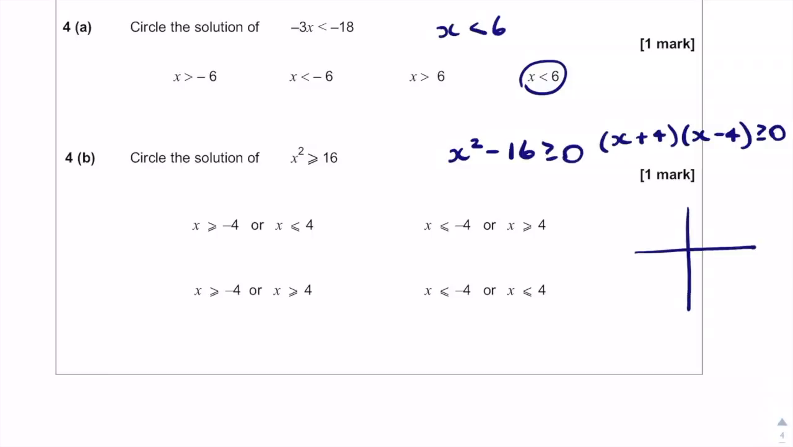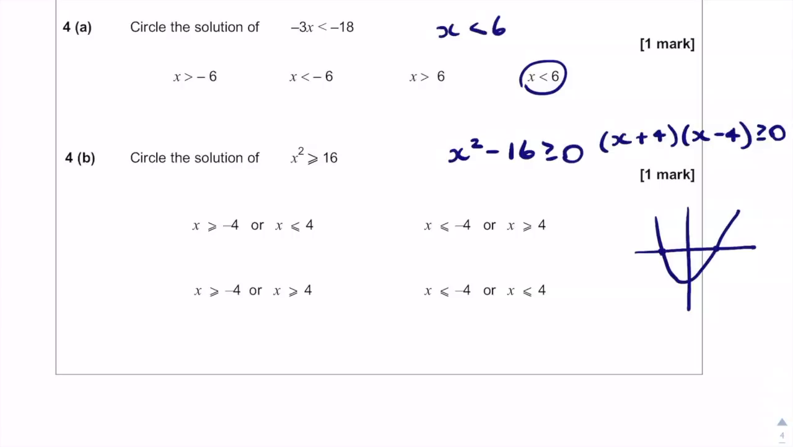And then I can draw a little sketch of this to show which way my inequality sign should be going. So I know that point's -4, that point's 4. So basically what I'm saying with this inequality is, for what values of x is y greater than or equal to 0? Because that's what this is. If you imagine it as an equation, (x + 4) multiplied by (x - 4) is just our function.